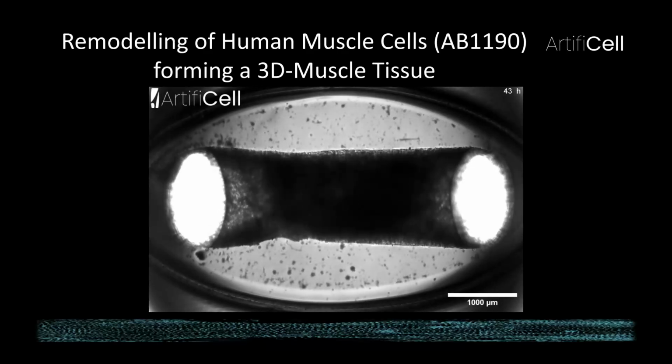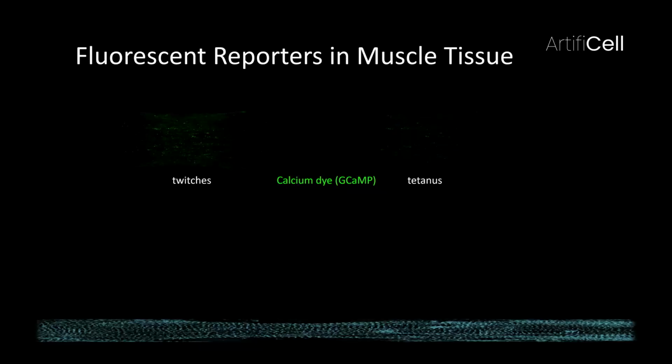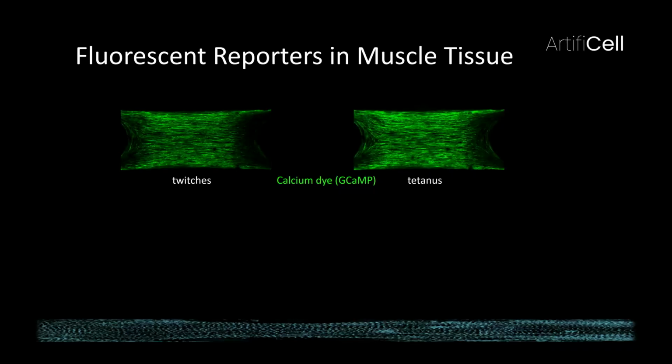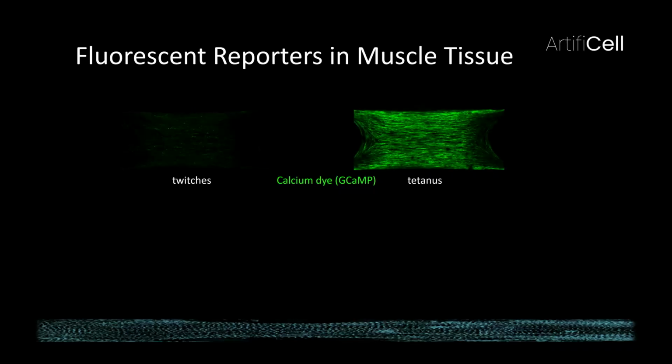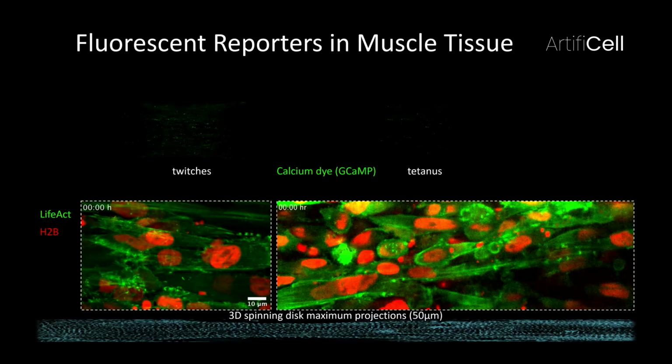So this is just to show you how that self-organizes. That's kind of nice. You just put these cells in there. And then what is shown here is that you can also have some of these calcium dyes in there. And we have very nice microscopy because we're so close to the substrate. This would be a tetanus contraction, which is really just giving it a very strong signal for like 10 seconds.